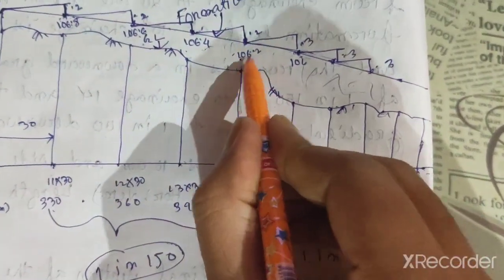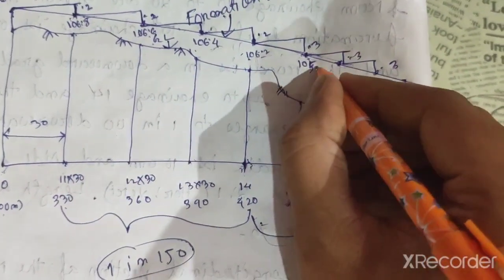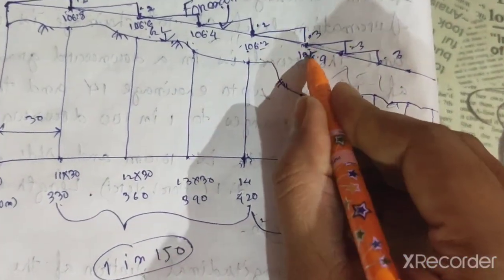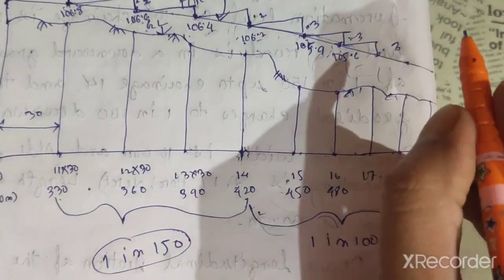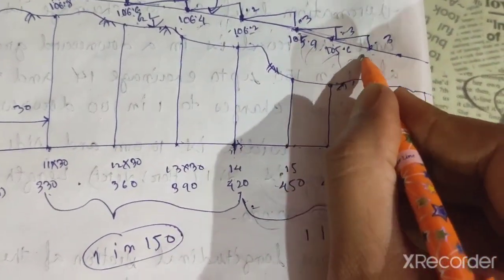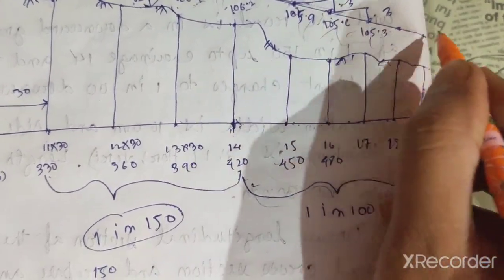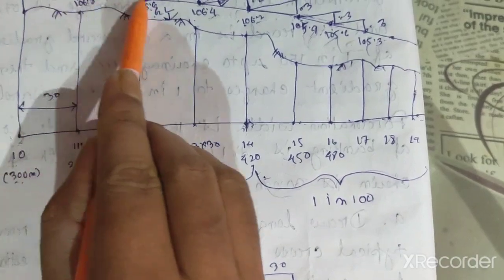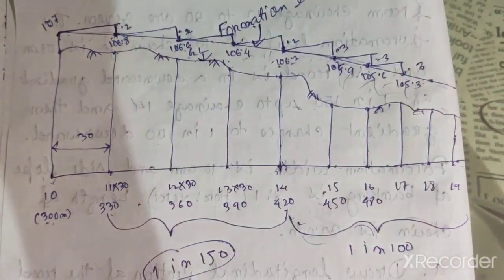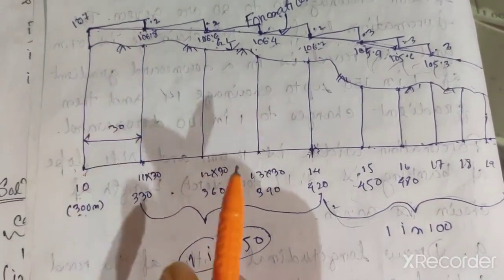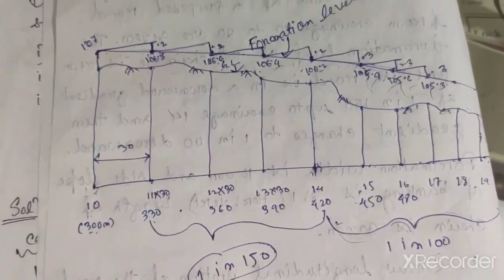So if it is 106.2, then 106.2 minus 0.3, 105.9. 105.9 minus 0.3, 105.6. 105.6 minus 0.3, 105.3. So this way we need to achieve this formation line or formation level. Okay? So after understanding this, we need to go for solving the problem.